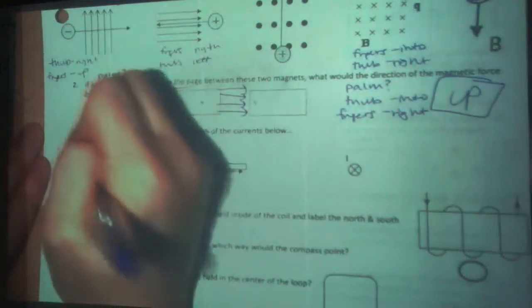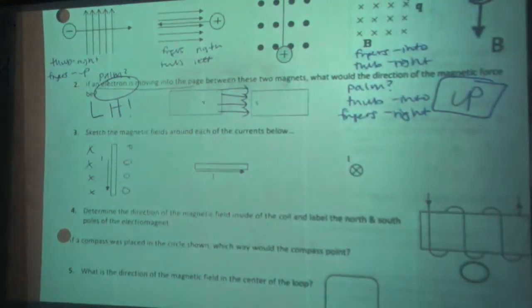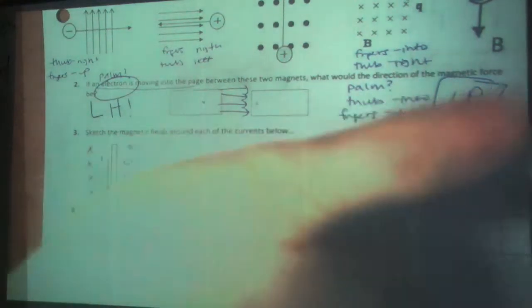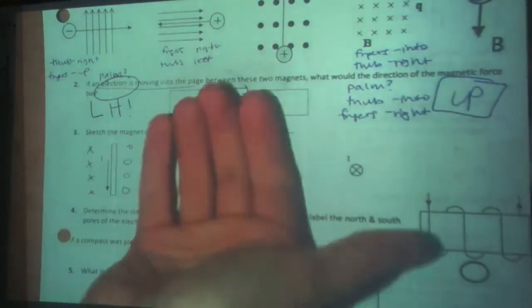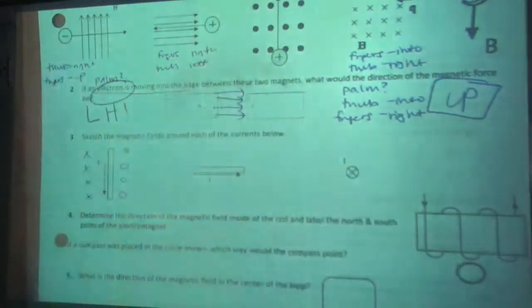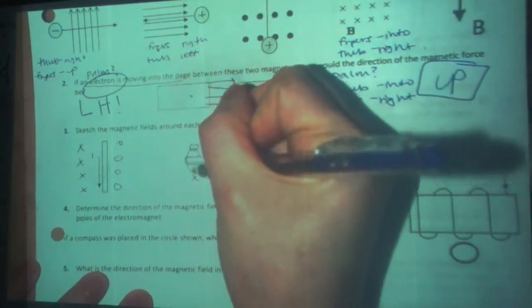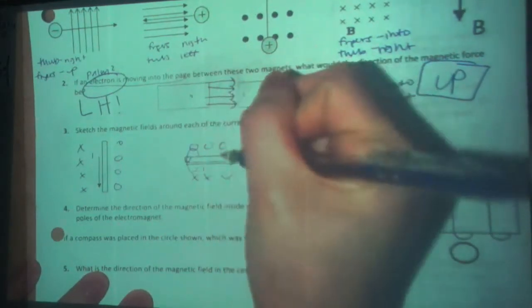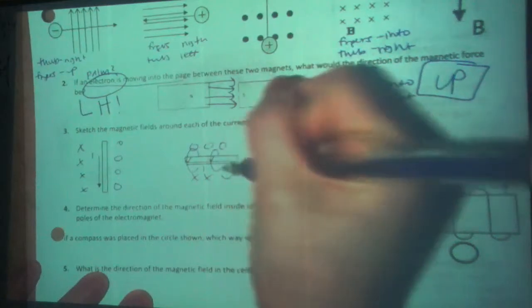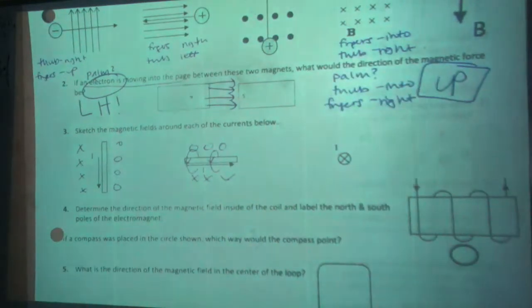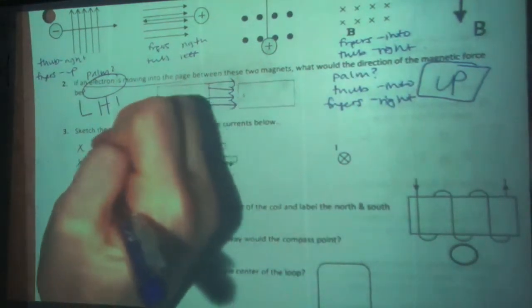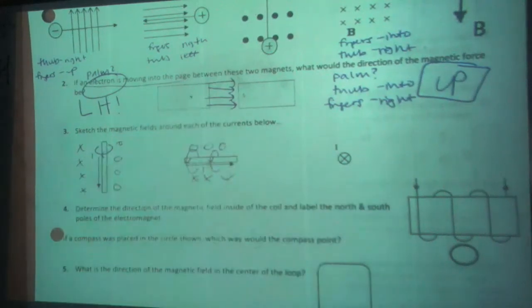So it would look like this. The next one, thumb to the right, my fingers are going into the page here, and then if you imagine this is the wire, they're coming out on the other side like this. This would be X's. Or if you're very artistic, show it coming around like this and going in. I'm not very artistic, so it doesn't really work, but same idea here. It comes out of this side and around and in like that.